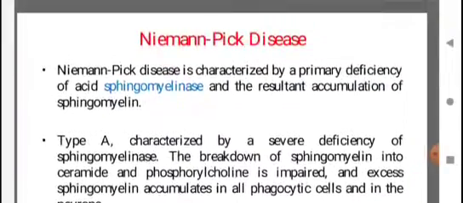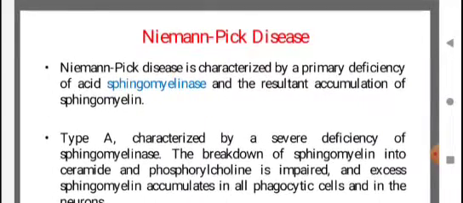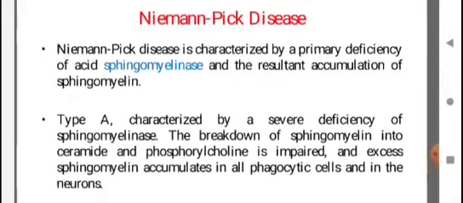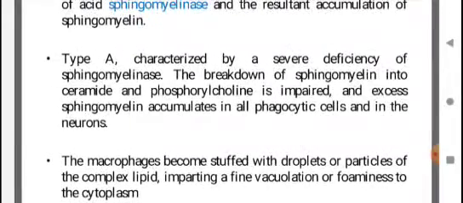Second is Niemann-Pick disease. Niemann-Pick disease is characterized by primary deficiency of acid sphingomyelinase and the resultant accumulation of sphingomyelin. It has three types, type A, B and C. Type A is characterized by severe deficiency of sphingomyelinase. The breakdown of sphingomyelin into ceramide and phosphorylcholine is impaired, and excess sphingomyelin accumulates in the phagocytic cells and in the neurons.